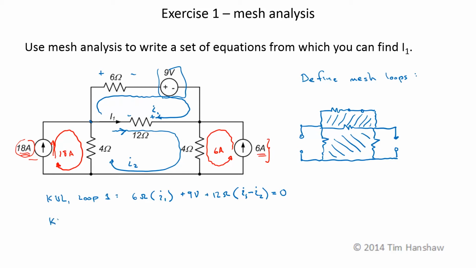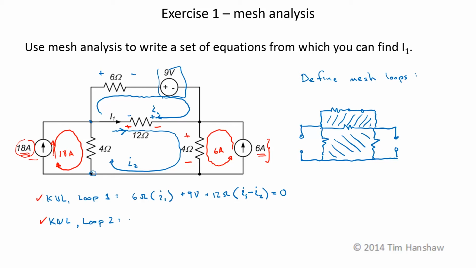Now let's do KVL around loop 2. This time I'm going to be following I2, and I'm going to set up my voltage polarity such that I2 enters all the positive voltage terminals. So this is going to be the voltage polarity that I'm going to use for the 12 ohm resistor. This is going to be the voltage polarity that I use for the 4 ohm resistor. I've switched polarities on the 12 ohm resistor between this KVL and this KVL, but that doesn't matter. Ohm's law will keep everything straight.